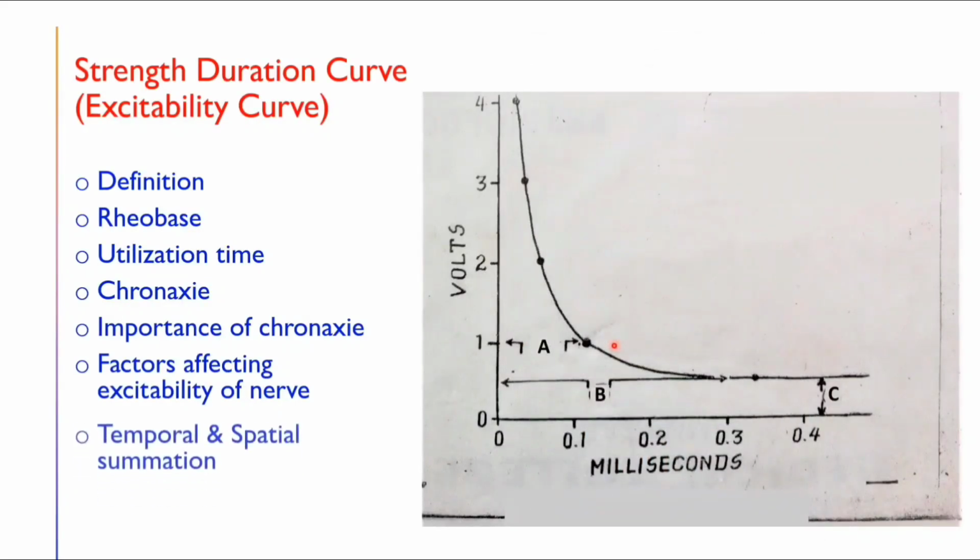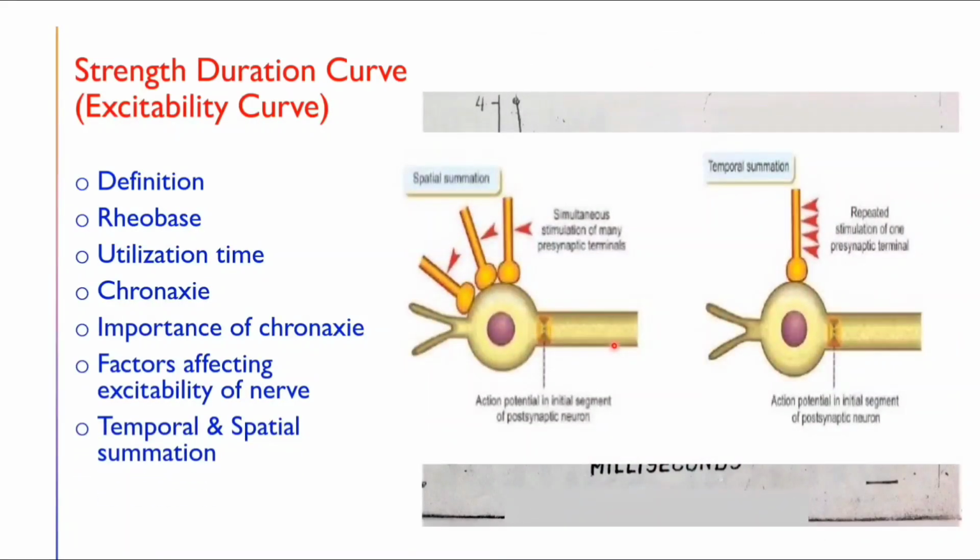Another question that is commonly asked: temporal and spatial summation. First of all, what is summation? Summation is addition of stimuli. So if you give multiple stimuli and they are added up, it is known as summation. There are two types of summation: spatial summation and temporal summation. So what is temporal summation? Temporal summation means here the time factor is varying. The name says the variation.